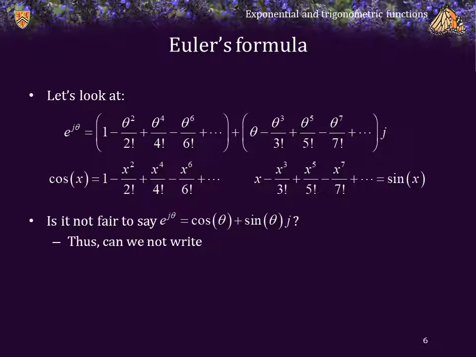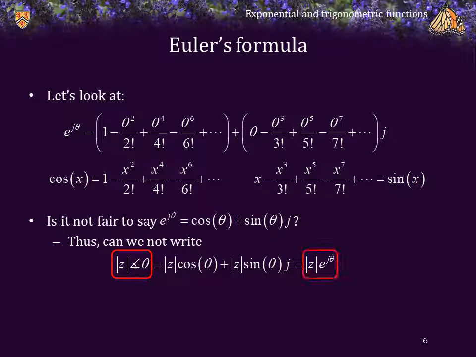Thus, can we not write the magnitude of z phase theta as the magnitude of z e to the j theta? In fact, yes, we can. These two are equivalent statements, and some engineering disciplines will use the first. They will use magnitude of z phase theta, while other disciplines within engineering prefer to use the other, magnitude of z e to the j theta. However, they are both equivalent, and you should get used to both.